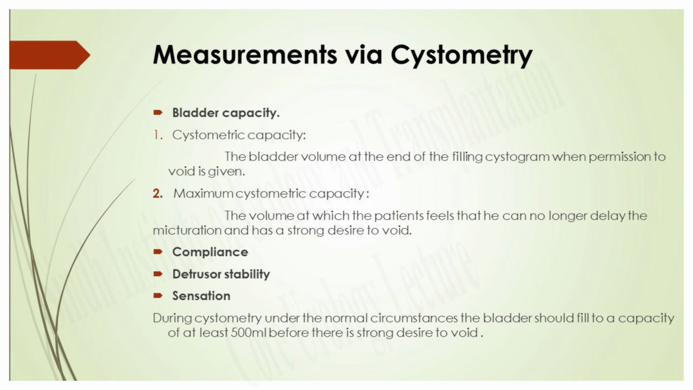Last Thursday, we discussed the setup, the indications, the profile, and the transducers. Today we'll be further discussing the abnormalities or pathologies: detrusor overactivity, underactivity, leak point pressures, electromyography, and urethral pressure profilometry.